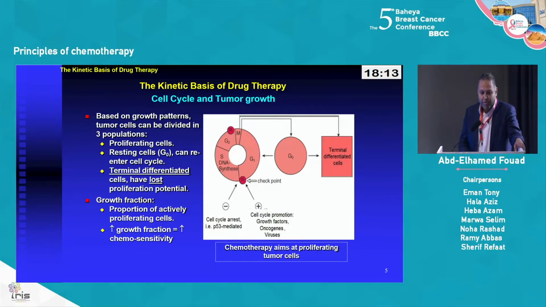Based on growth pattern, tumor cells are classified into terminally differentiated cells that have no capabilities of proliferation, resting cells or G0 cells that can go for terminal differentiation or enter the cell cycle, and proliferating cells that are cycling in the cell cycle. And the growth fraction for any tumor is the proportion of actively proliferating cells cycling in the cell cycle. And chemotherapeutic agents mainly target these proliferating cells.